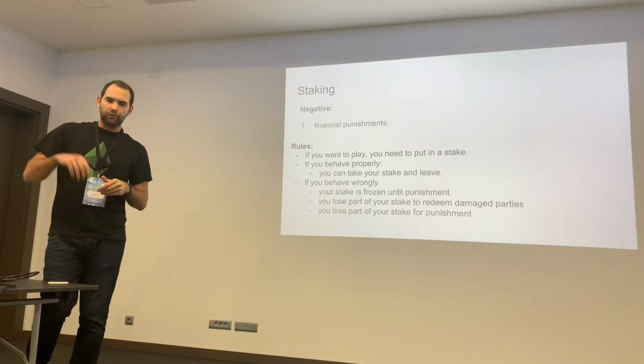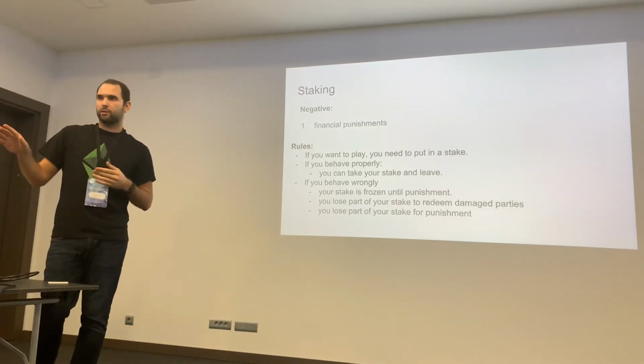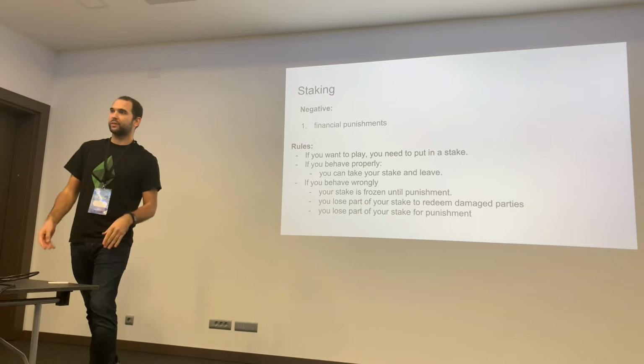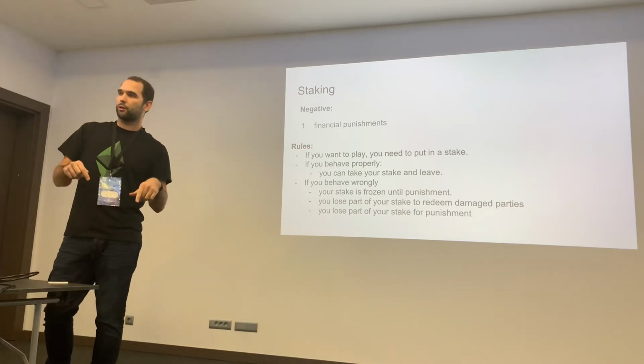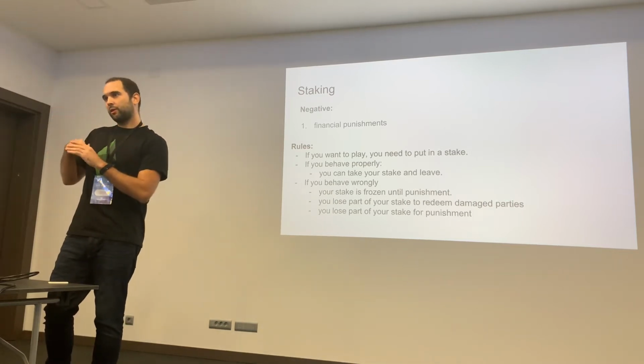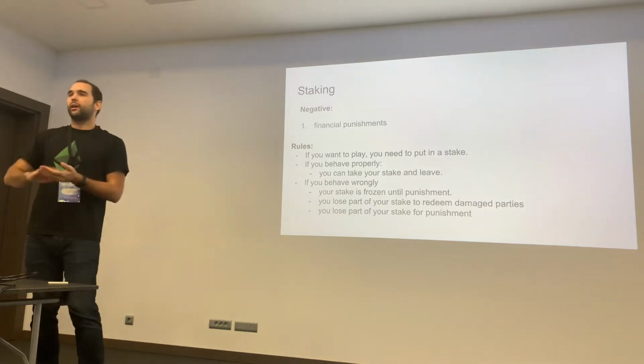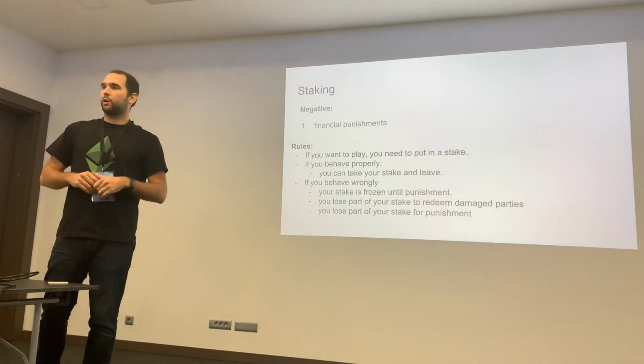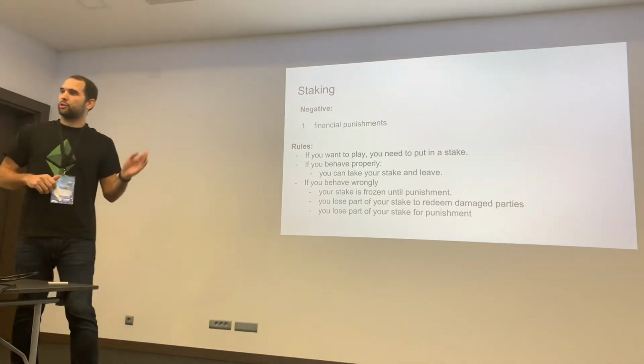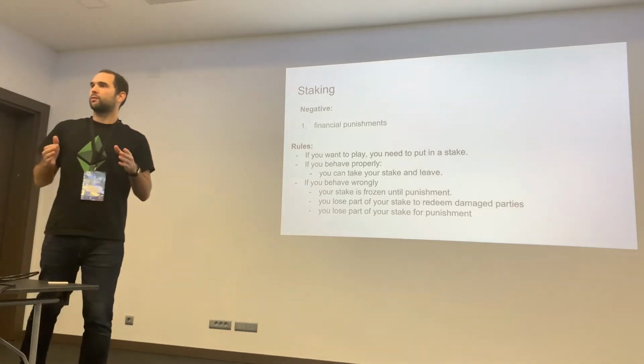So if you run away with this $1 million in your bank account, we will take $1.5 million from your collateral. We will pay out the $1 million to the parties that were damaged, and then we will take, let's say, the other half for ourselves. So in the end, you actually lost $500,000.